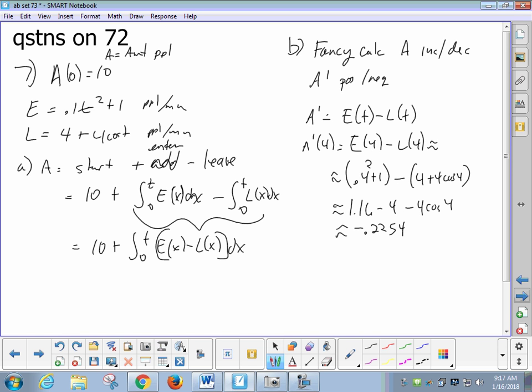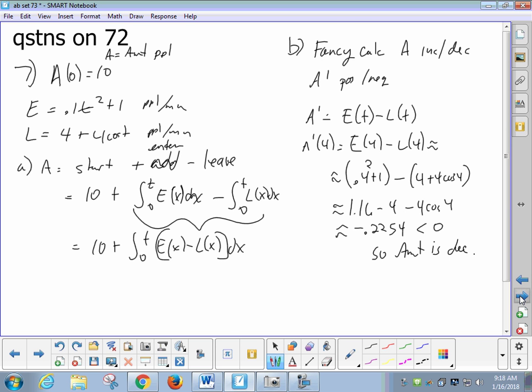Okay then. It is less than 0, so the amount is decreasing. You cannot just give the answer and say the amount is decreasing. You have to say why it's decreasing, and it's because the rate of change is negative.